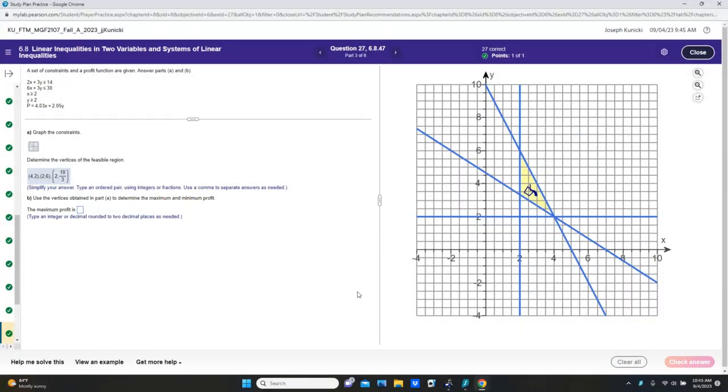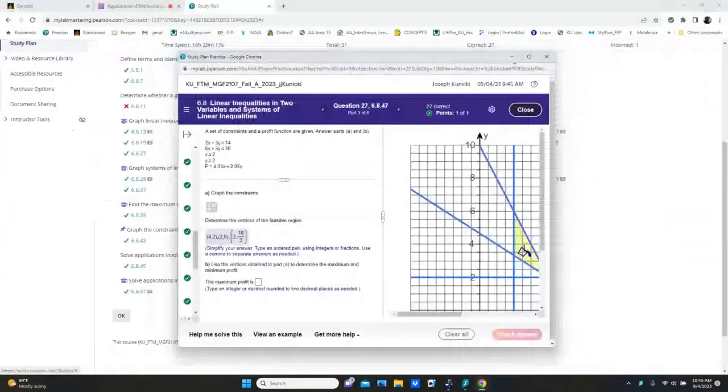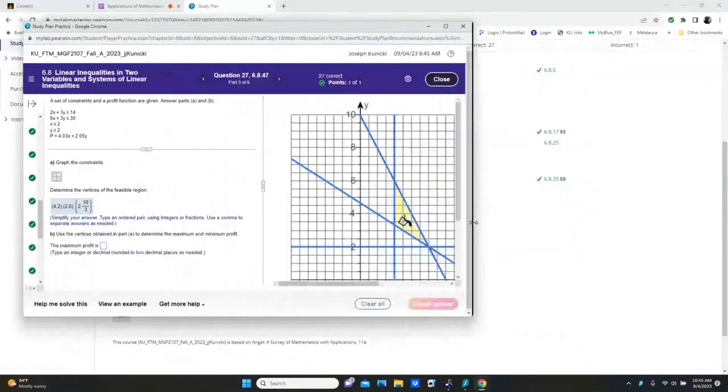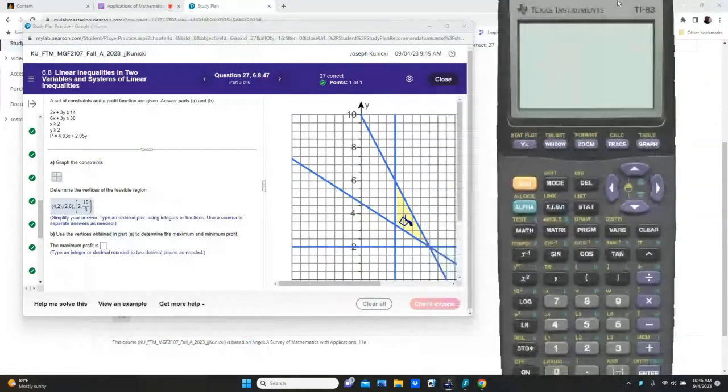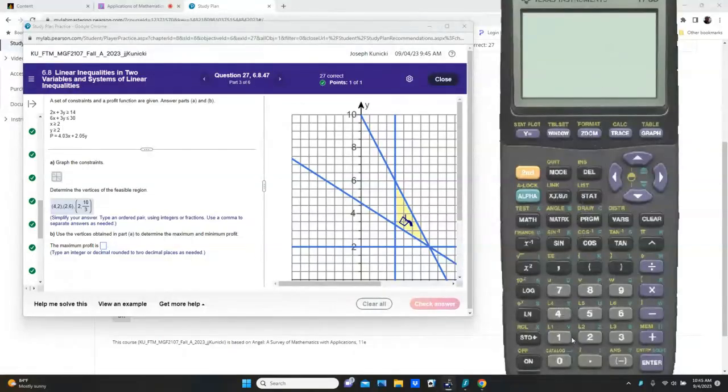Okay, and then the maximum. So now I got to use my calculator. Take the objective function, 4.03 times x, got to turn it on. 4.03 times x, the first is 4, plus 2.05 times y is 2. So there's the profit for the first one. So then I hit second, enter, and now I change x to 2 and y to 6. There's the profit for the second point. Wow, pretty close. And then the last one.